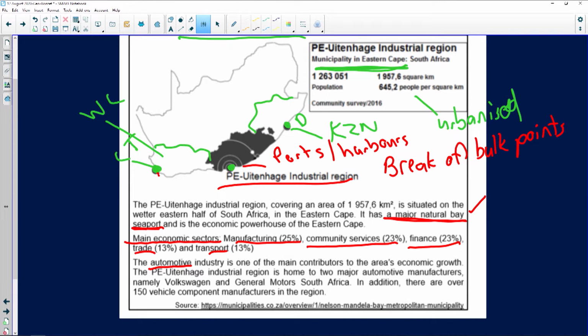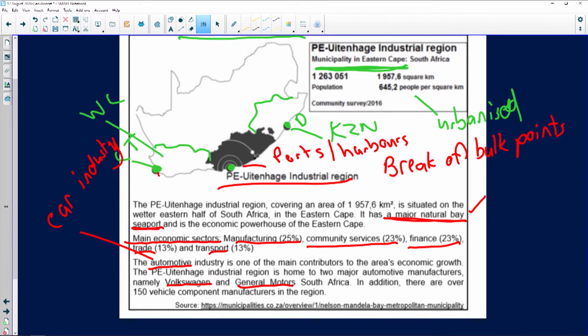Okay, the automotive industry. It's going to write there. It's the car industry. Simple terms. Okay, it's one of the main contributors to the area's economic growth. The Port Elizabeth Uitenhage industrial region is home to two major automotive manufacturers, namely Volkswagen and GM General Motors.